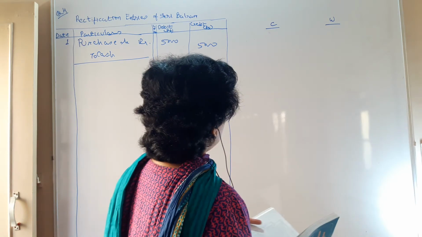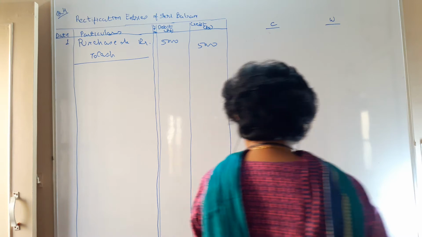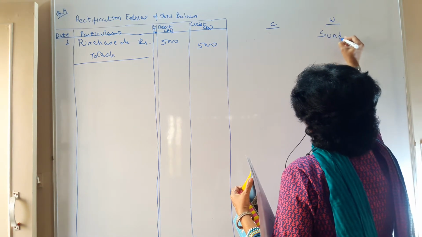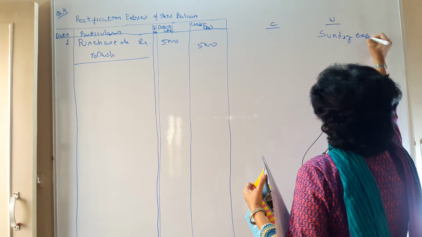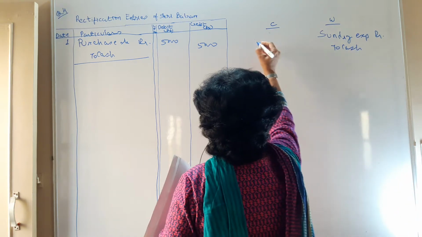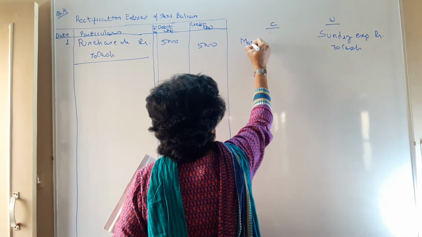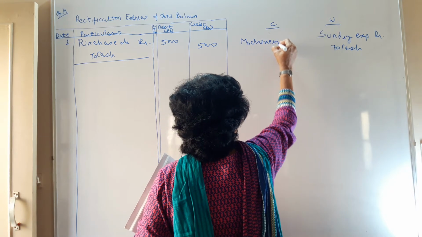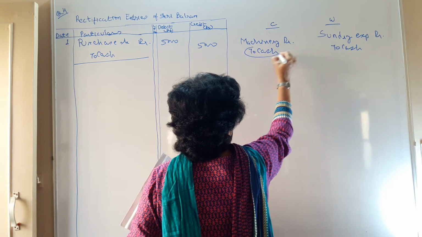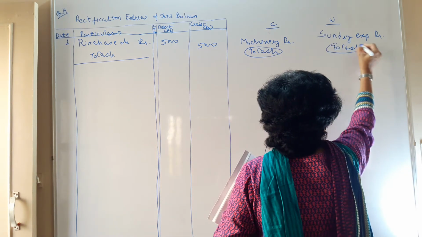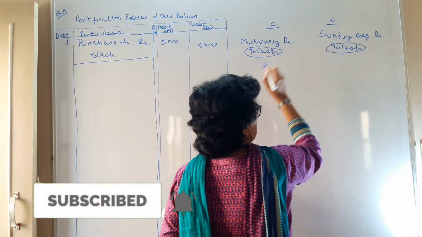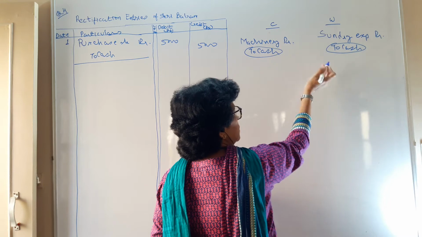So here something we have done wrong. Our wrong entry is sundry expense account debit to cash. You have done that. The correct one is machinery account debit to cash. The cash portion you have done correct, so no need to touch the cash portion. What you have done wrong, you have to reverse, and what you have not done, you have to write the same.